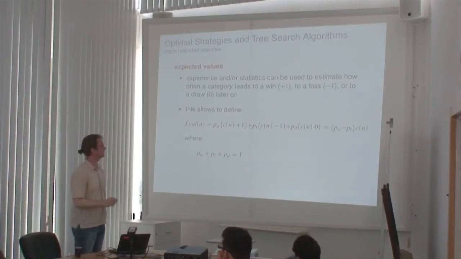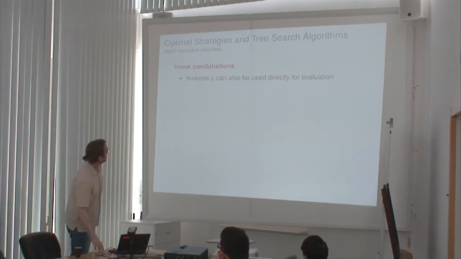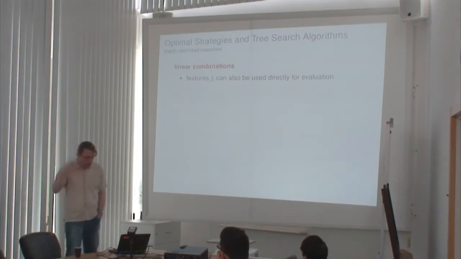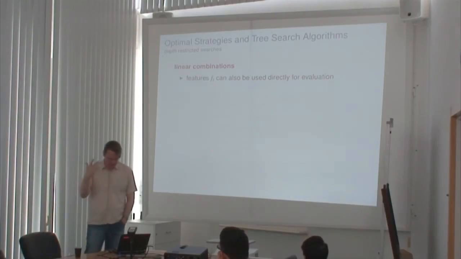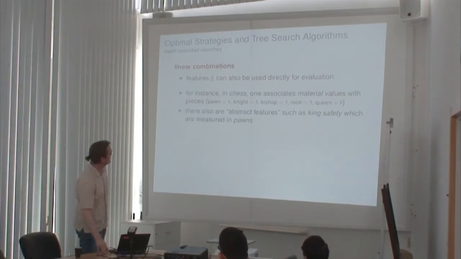Try to do that already. And you can also use experience and use your brain to think about how likely this will lead to a win. Another possibility is to compute more abstract, second order features or characteristics from these features you compute for every state.